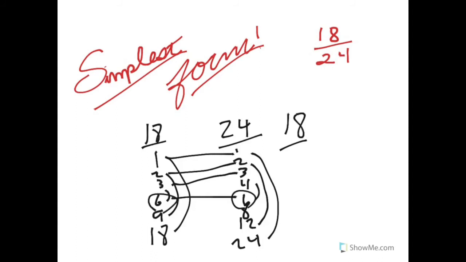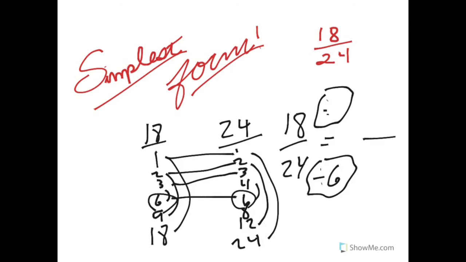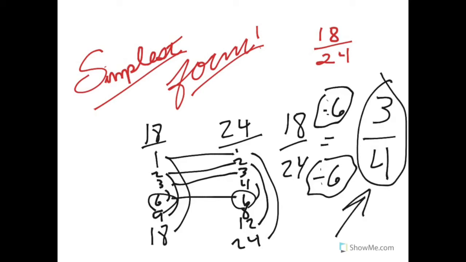So what I'm going to do is take 18/24, and in this case, divide by my greatest common factor, which is 6. If I do it to the bottom, I've got to do it to the top. If I do it to the top, I've got to do it to the bottom. Whatever you do to the numerator, you have to do to the denominator and vice versa. 24 divided by 6 gives you 4. 18 divided by 6 gives you 3. So 18/24 in simplest form is 3/4.